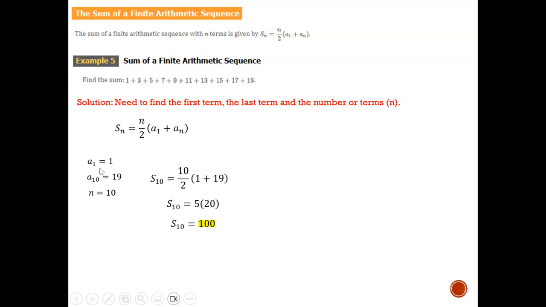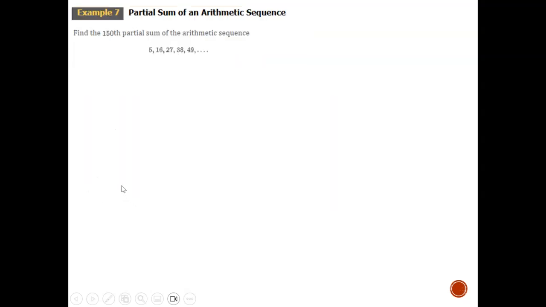Again, you need only 3 things. You need a1, the first term, you need the last term, and you need your n. Okay. Example number 7. It says find the 150th partial sum of the arithmetic sequence. Okay, so here, guys, let's see what the difference is. You need to find the first term and the 150th term. But first, I need to find the formula first.